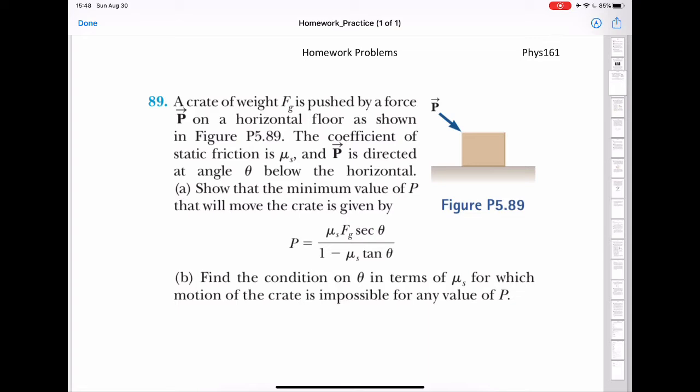Part B I'll just leave for you. If you have any questions, I can explain to you later. Let's look at part A only.